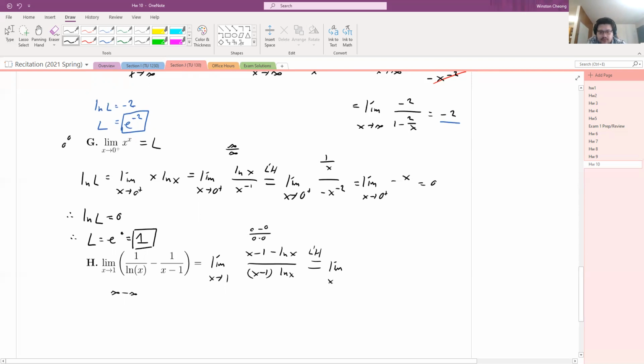Okay. Well, the derivative may not look quite so nice because the denominator does require the usage of product rule, but we can still go ahead and do that. So we get ln of x plus x minus 1 over x. Now if we try to plug into this, we're going to get 1 minus 1 over 0 plus 0. So we get 0 over 0. So we can use L'Hopital's one more time.